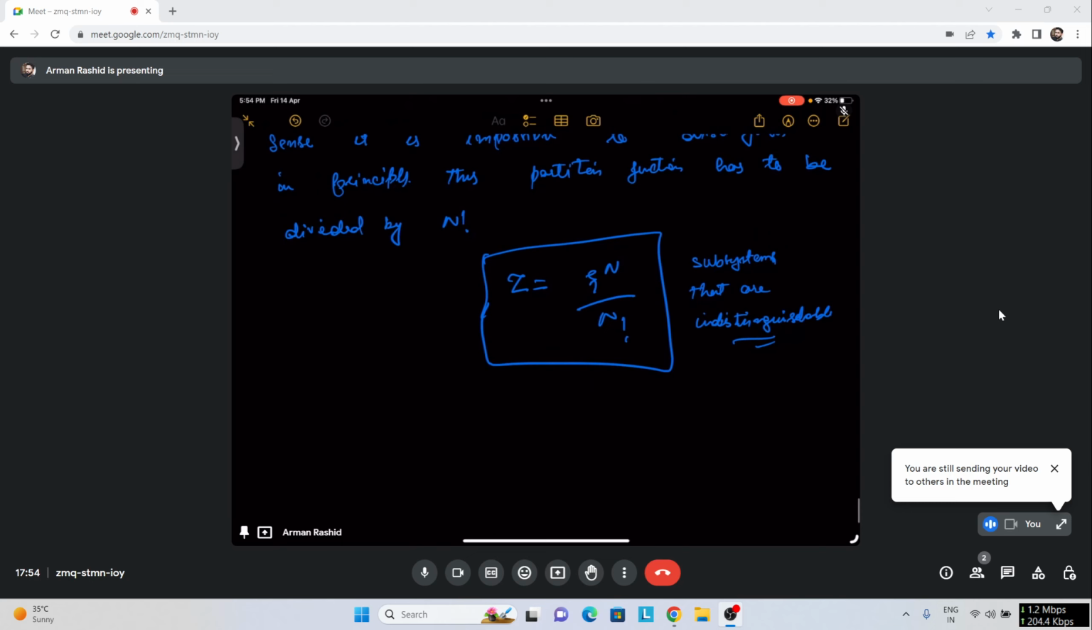Okay, so now this is because we should not count the microstates, and this is called the Gibbs paradox. The n factorial is divided so that we should not count the subsystems, and this property is called the Gibbs paradox. Okay, now what is the meaning of all this?